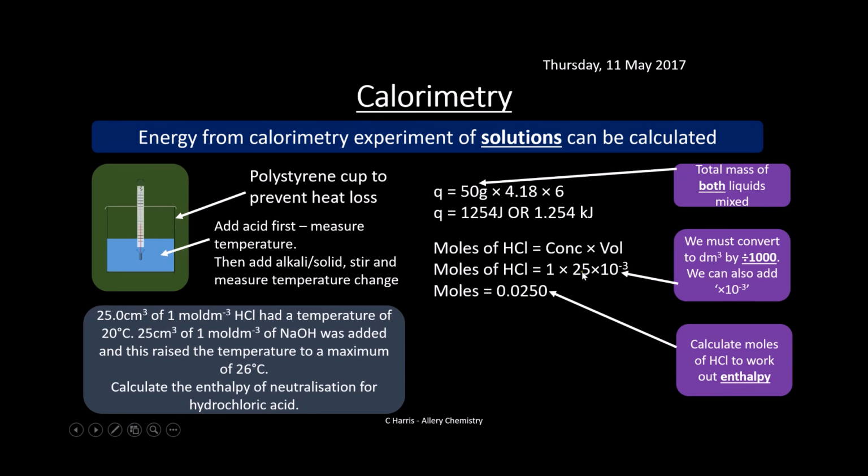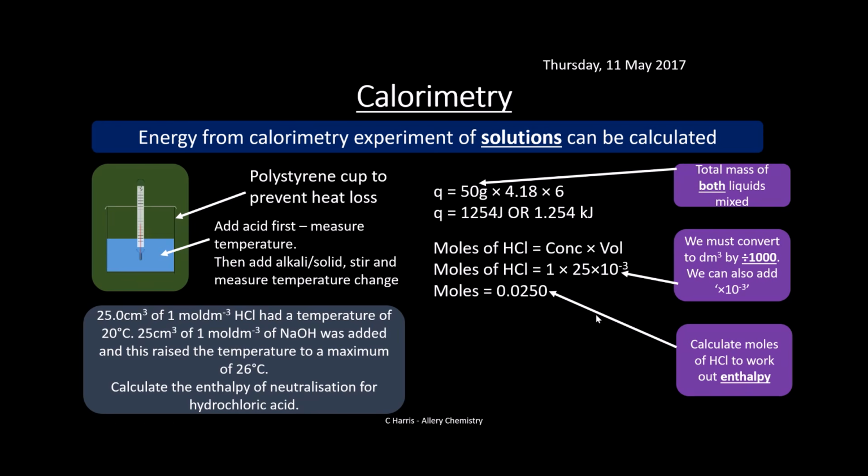So remember, our volume is in 25 centimeters cubed. This has to be converted to decimeters cubed. So we divide by 1,000. I just put that on there because it's a bit neater. And then we get the number of moles of HCl to be 0.0250. This is the number of moles of HCl that we are going to be using, because we're working out the enthalpy of neutralization for hydrochloric acid.